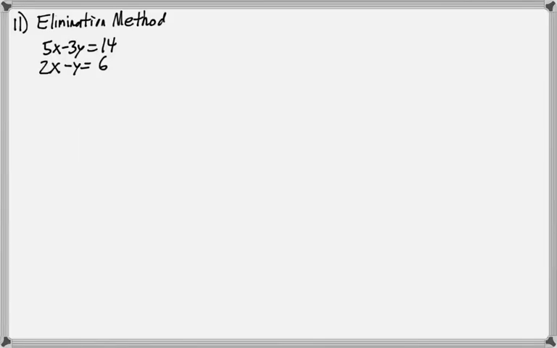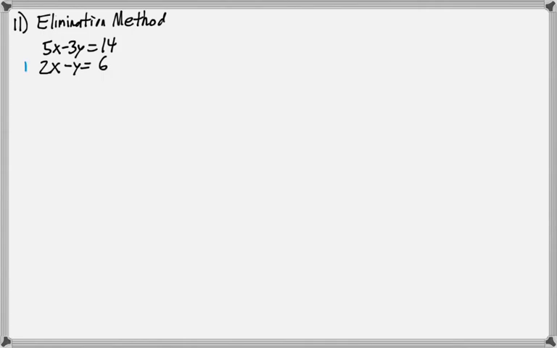Number 11 wants us to solve the system of equations by the elimination method, or sometimes it's called the addition method. So it's the same goal as the graphing and as the substitution, but it's just a different way to do it. So the premise is that you want to add these up vertically.